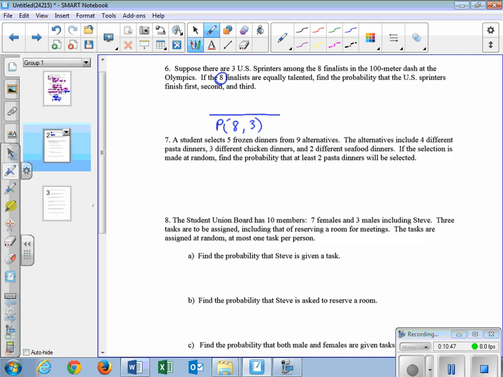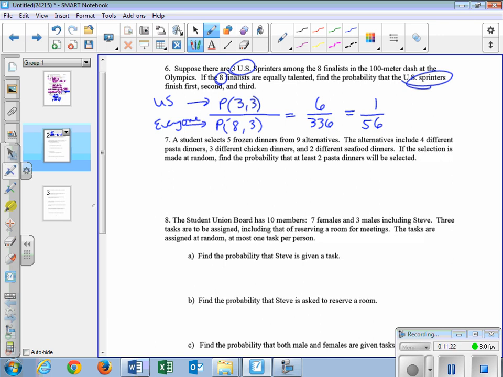Now in the numerator, I have to focus in on only the U.S. sprinters. Well, how many U.S. sprinters are there? There are 3, and I have to order them. So that would be a permutation of 3 choose 3, all the ways I can order my U.S. sprinters. And here is everyone, putting them in first, second, and third. So my answer is 6 over 336, and I can leave it like that. Or if you want to reduce it, 1 over 56, I do believe.